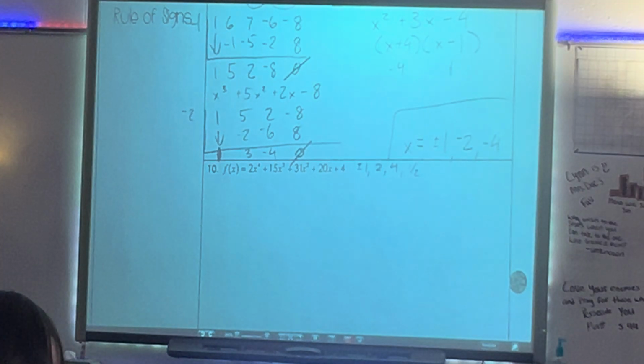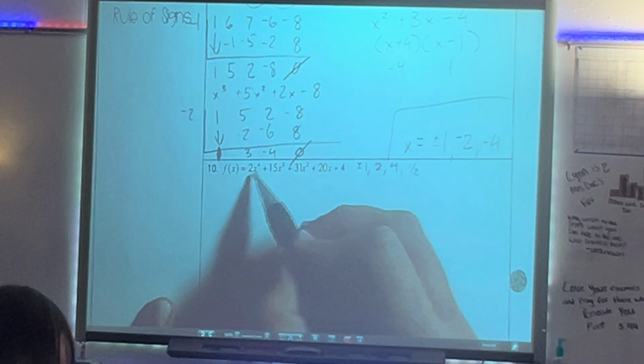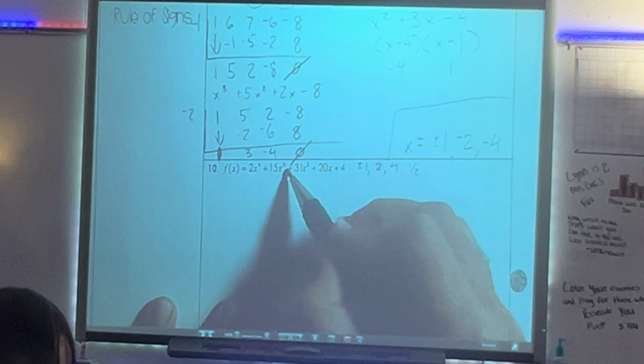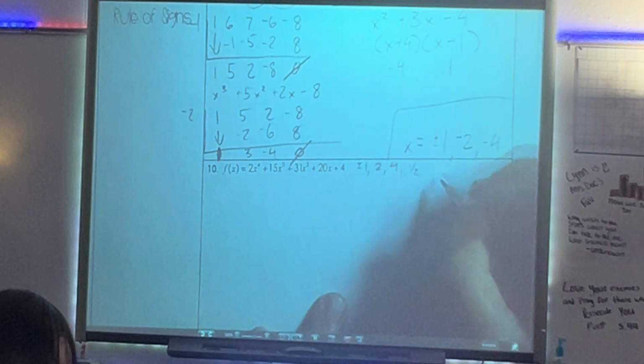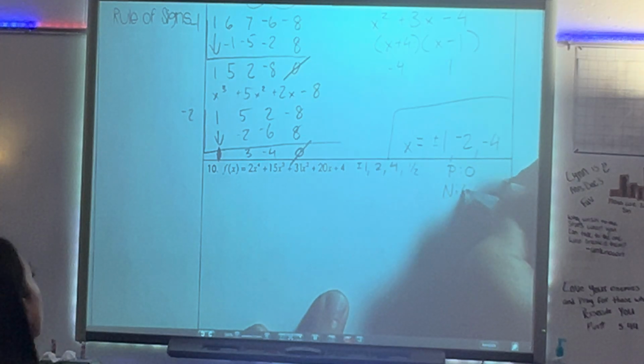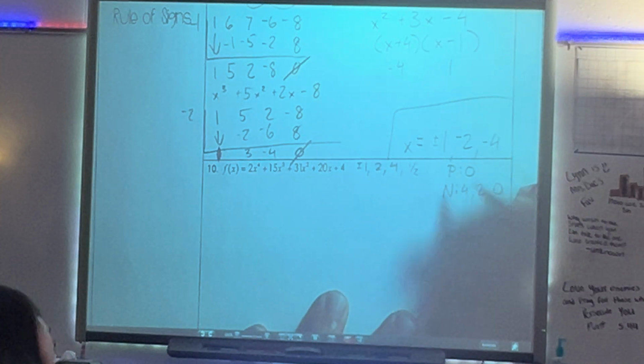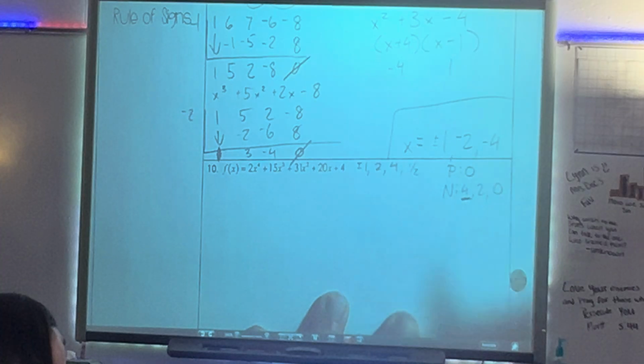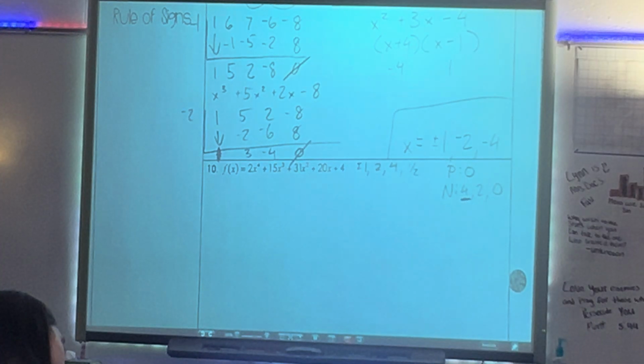Alright, so positives, let's see, no sign change, no sign change, no sign change, no sign change. So my positives are 0, which means negative could be 4, 2, or 0. Obviously, it has to be 4. So they're all going to be negative, which means I wouldn't divide by a positive at all, because it doesn't make any sense. Logical to y'all?